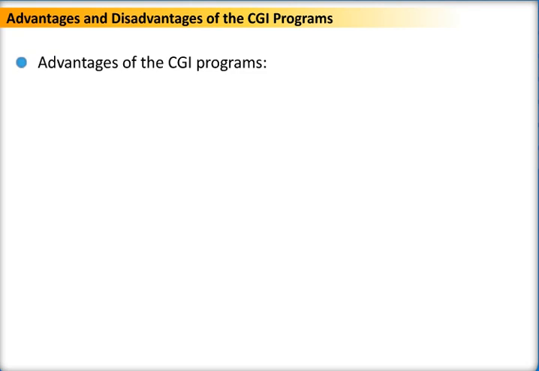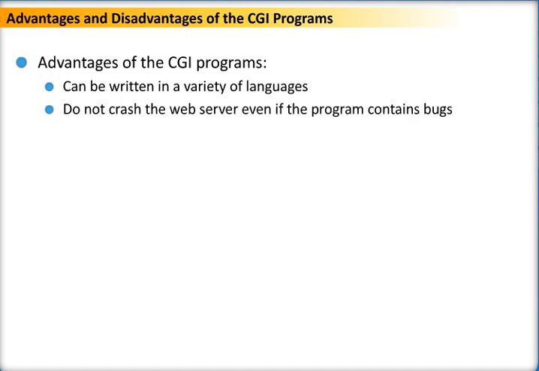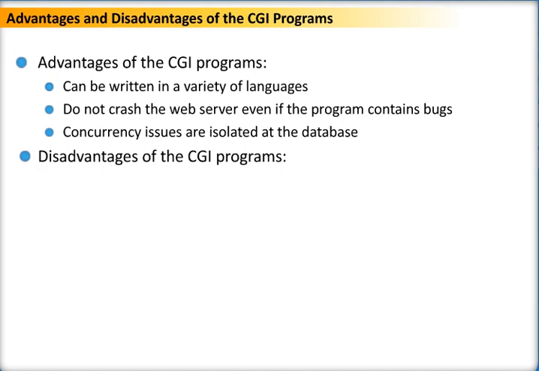The CGI programs have several advantages. They can be written in a variety of languages, although they are primarily written in Perl. Also, a CGI program with bugs does not crash the web server. Another advantage of the CGI programs is that they execute in separate processes, and as a result, concurrency issues are isolated at the database.